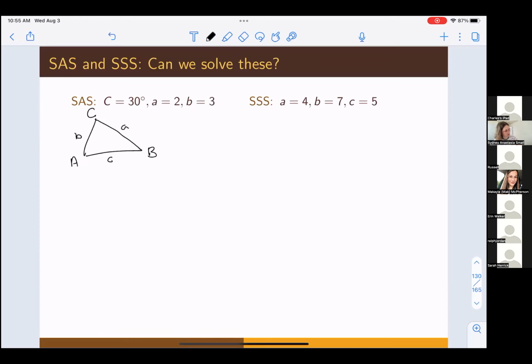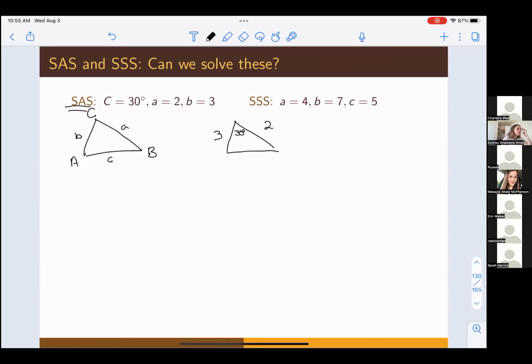So let me start with the side angle side scenario. Based on my generic triangle, what is that going to look like? Well, I know the angle C is equal to 30 degrees. Again, this is not to scale. I know that side A is equal to 2, and side B is equal to 3.